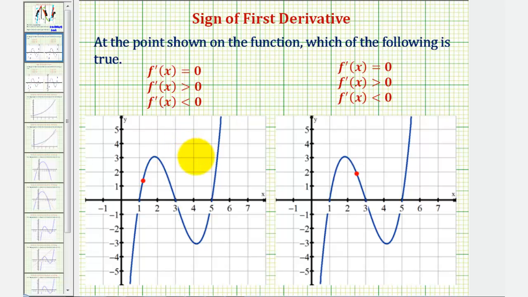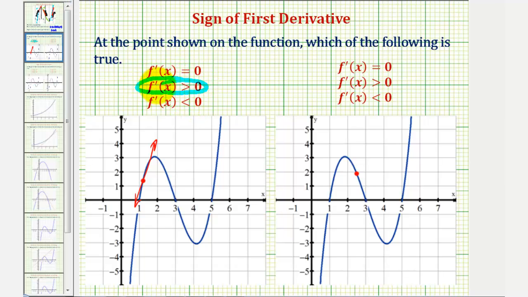Now we'll look at several examples of determining whether the first derivative is 0, positive, or negative at a given point on a function. The first derivative function value gives us the slope of the tangent line at a given value of x. So looking at this first graph, if we sketch a tangent line at this red point, notice how the slope would be positive, and therefore the first derivative is positive or greater than 0 at that point.